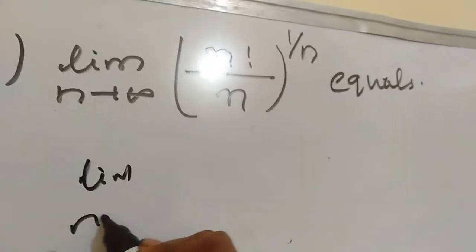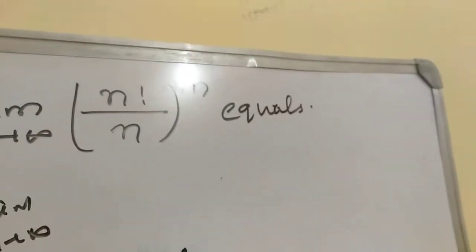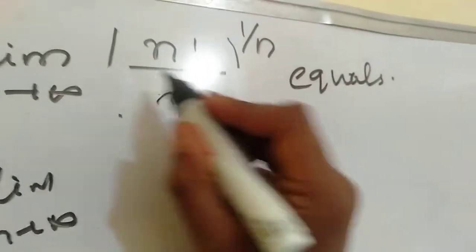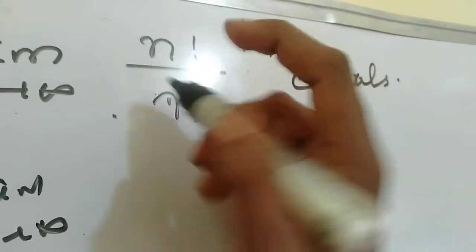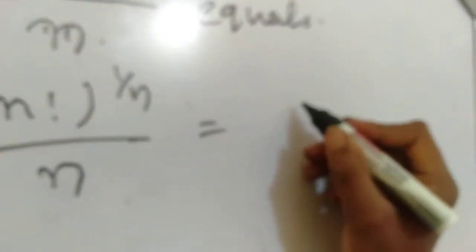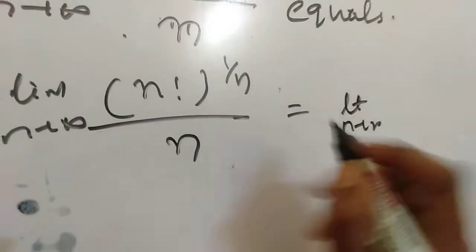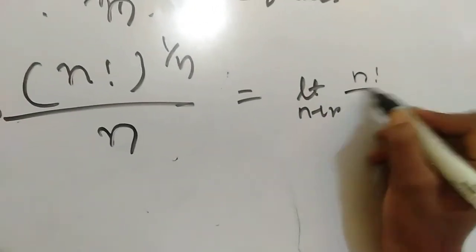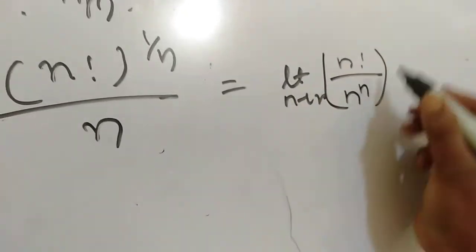Limit n tends to infinity, this is the question, with the whole power of 1 by n only, not for the denominator. Then the question is n factorial power of 1 by n, whole divided by n. Then we write it like this: we write this limit as n factorial by n power of n, whole power of 1 by n.